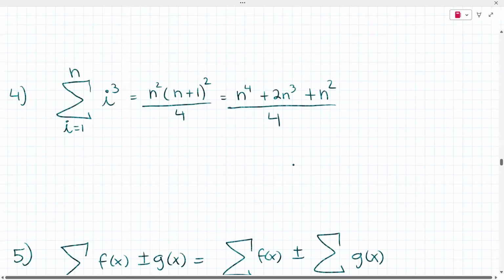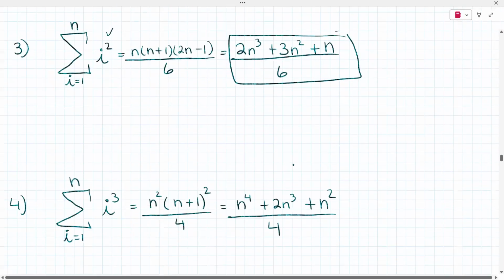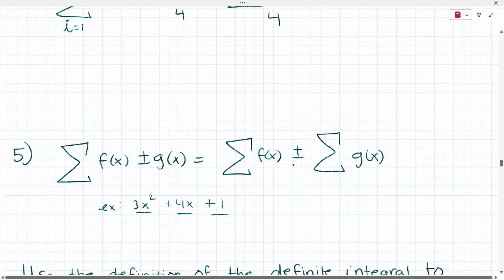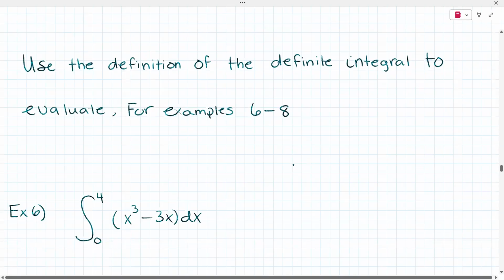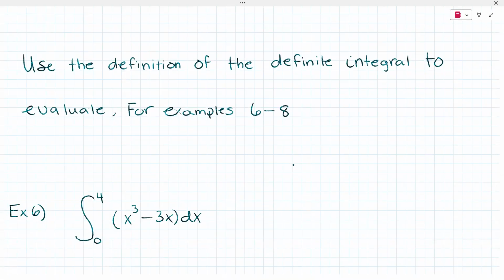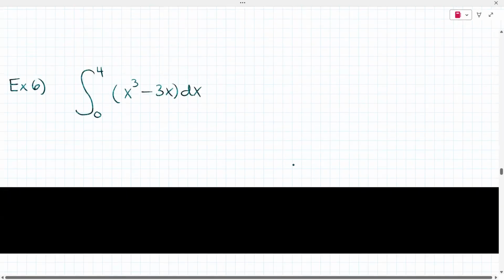Okay, so if you need to go back to the rules, go ahead and rewind, because we're going to use them in the next example. So examples 6 through 8, use the definition of definite integral to evaluate. So we want an actual value. So let's look at example 6.